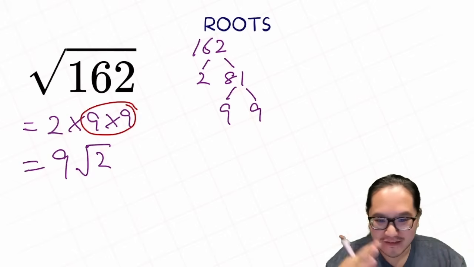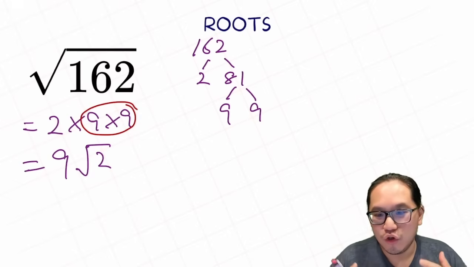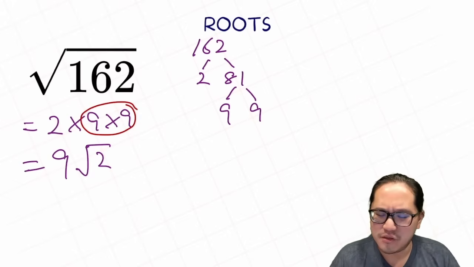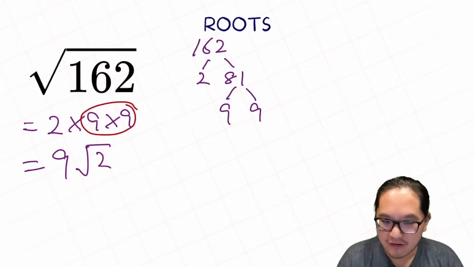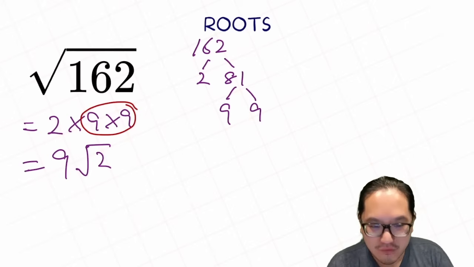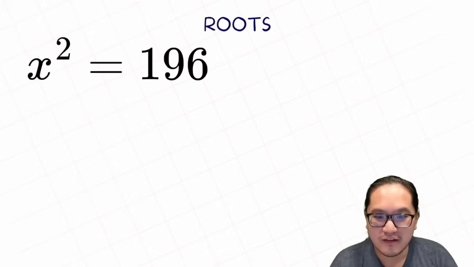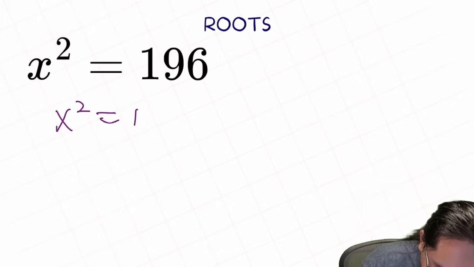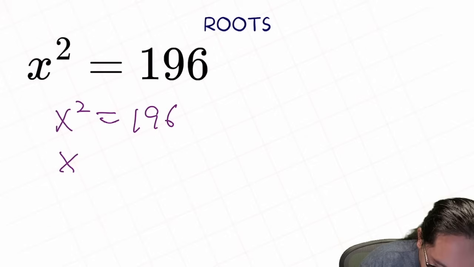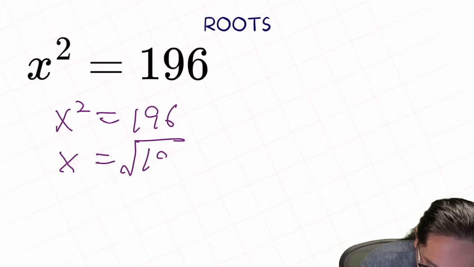So hopefully that gives you an idea on how to do roots with our calculator, especially when you're on the exam, when they give you an irrational number, all right? So let's do another example. x squared equal to 196. So we know that x squared equal to 196. It's just x is equal to the square root of 196, right?